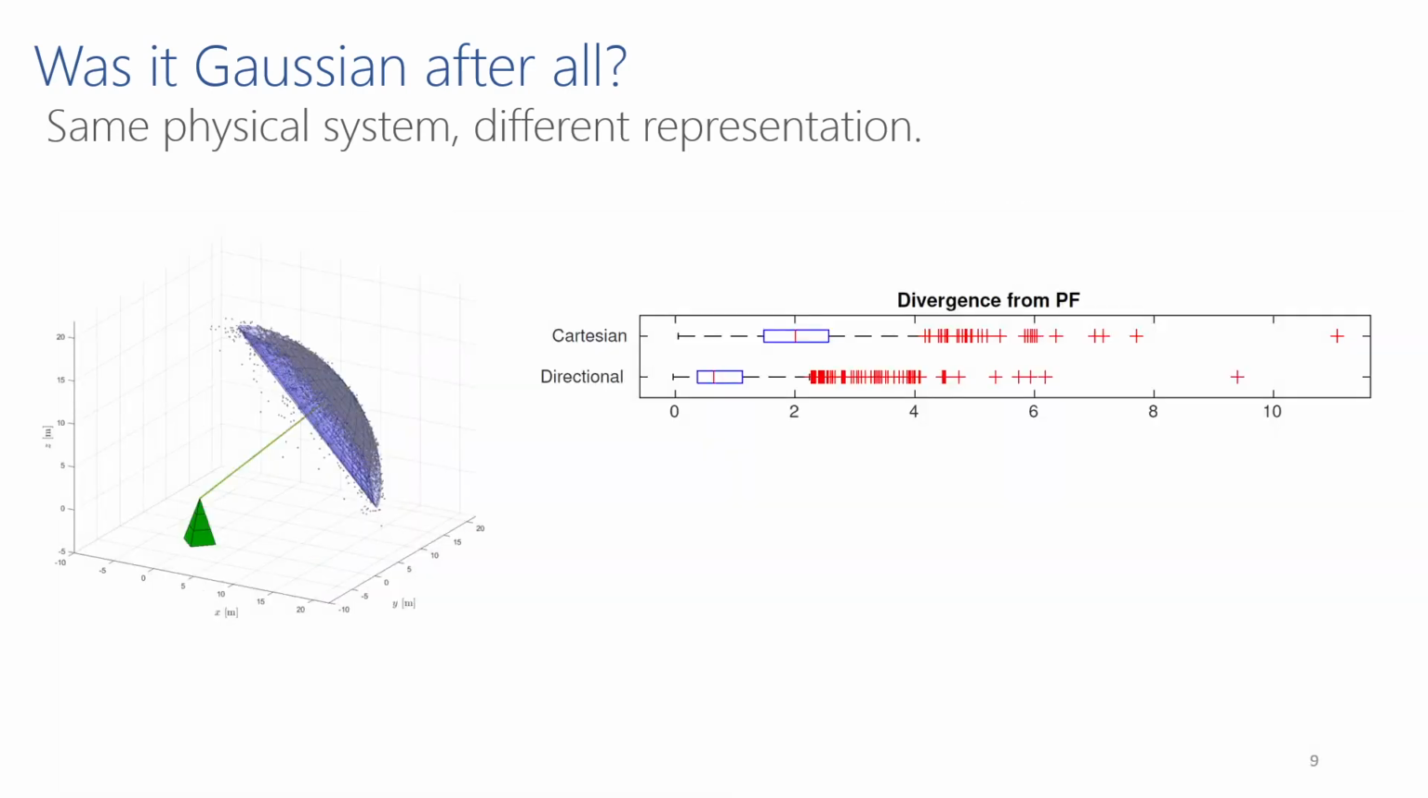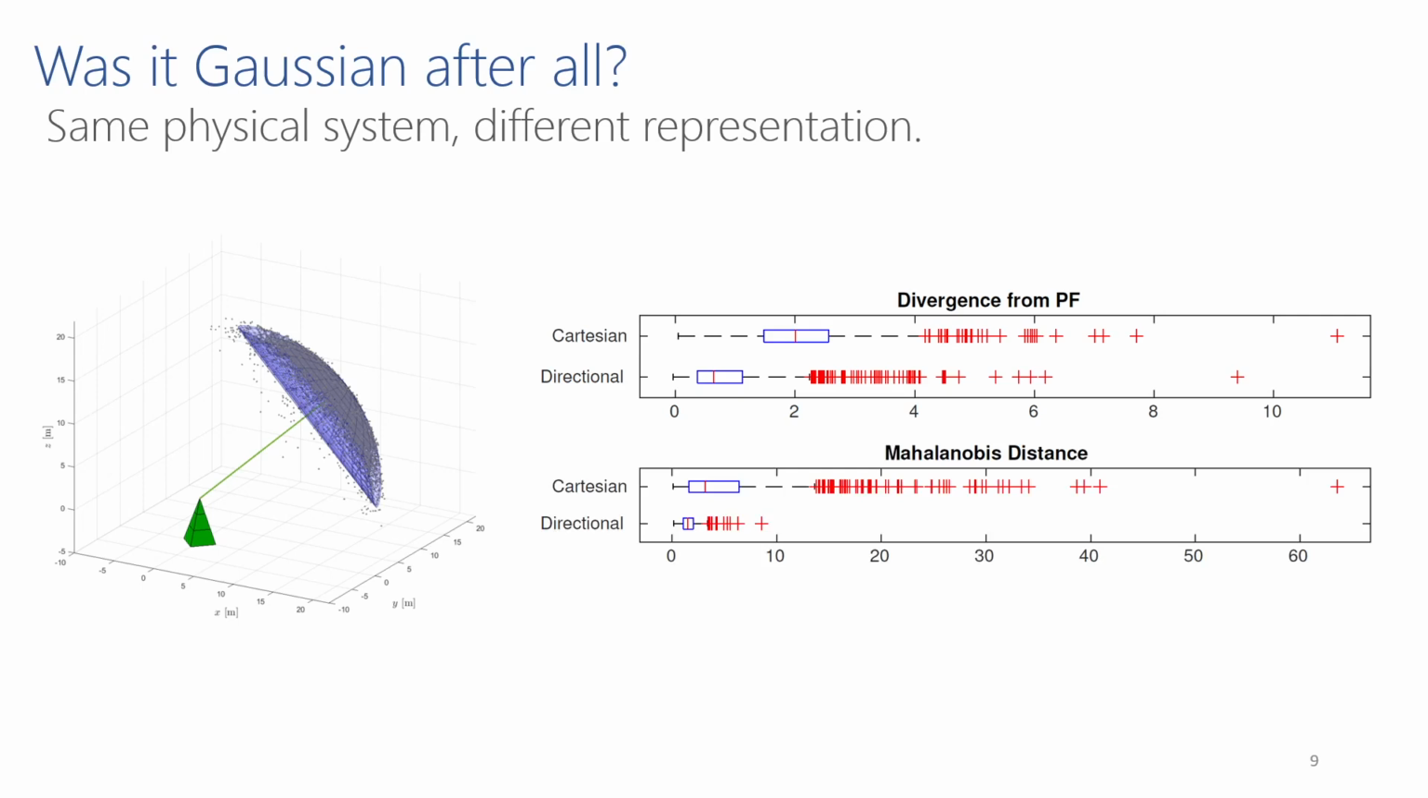We can quantify this fit by computing the divergence between the two filters' reported distributions and the point cloud itself. Over 10,000 Monte Carlo trials, we can see that the directional coordinates have a much lower divergence, indicating a much closer fit to the true distribution. We can also look at the Mahalanobis distance, which is a common consistency metric for probabilistic estimators. The lower the Mahalanobis distance, the more consistent the estimator, which is to say that the reported covariance does not underestimate the true covariance of the estimation error.